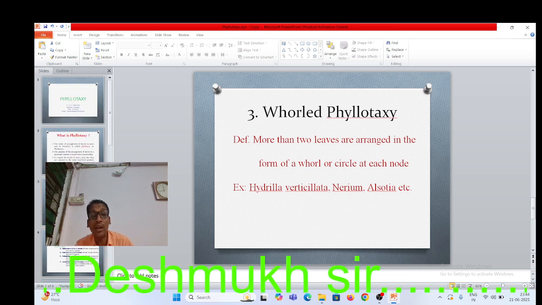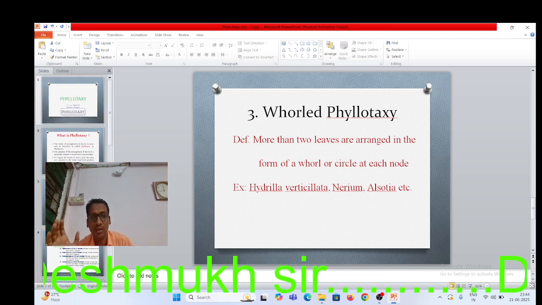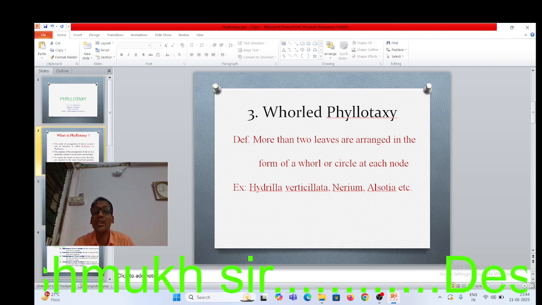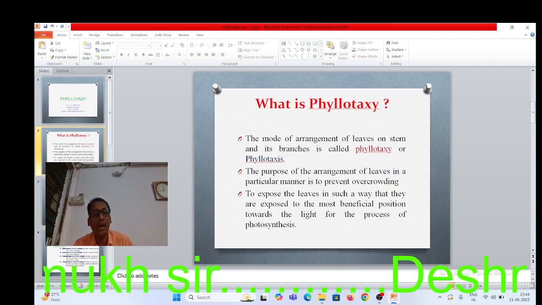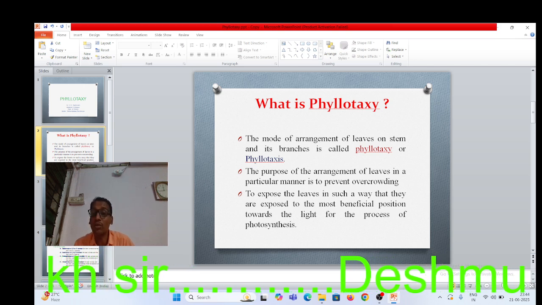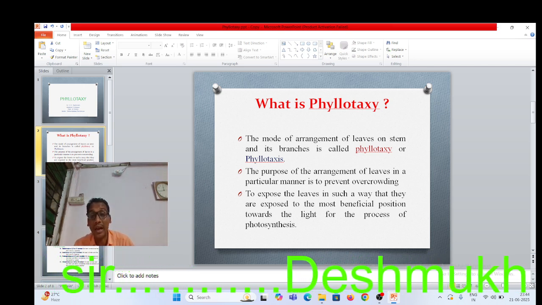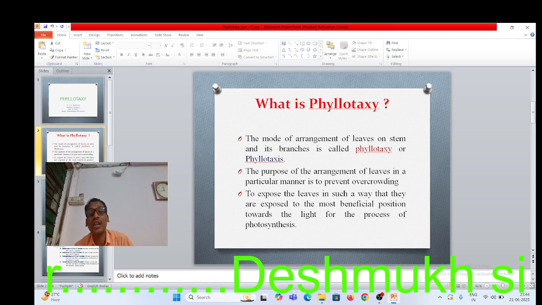So what we learned today? Today we learned what is phyllotaxy. Phyllotaxy is nothing but the arrangement of leaves over the stem or over the branches of the stem. It is also going to be called phyllotaxis. And why was such a kind of arrangement there?